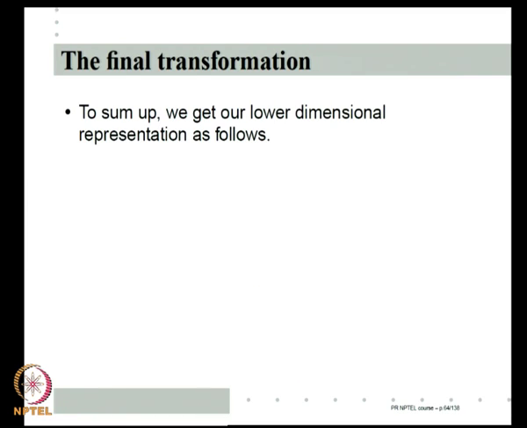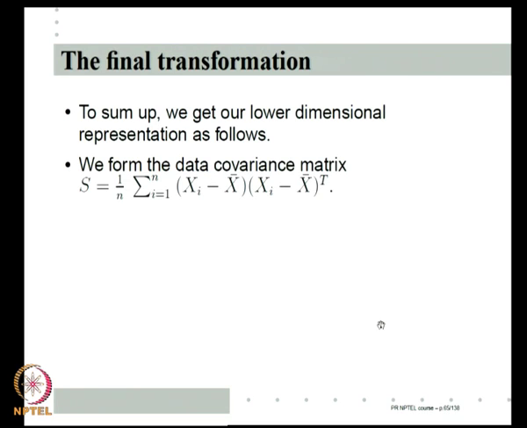So, given some data x1 to xn all living in the d dimensional real Euclidean space, we do a lower dimensional representation as follows. We first form the data coherence matrix. S is 1 by n, i equal to 1 to n, xi minus x bar, times xi minus x bar transpose. This is a d by d matrix. Okay.